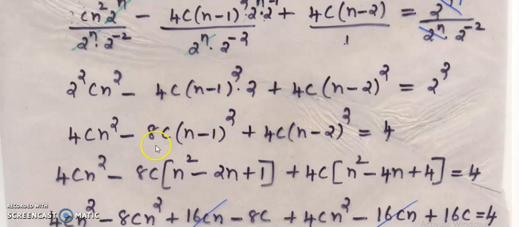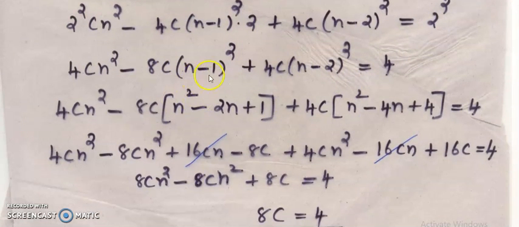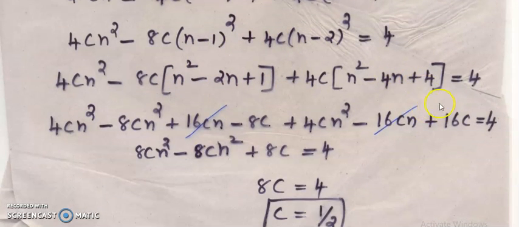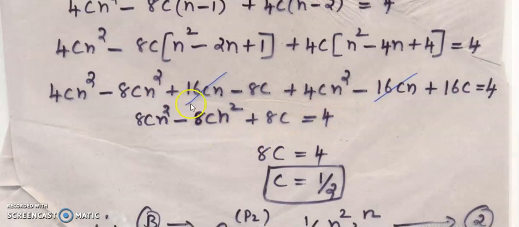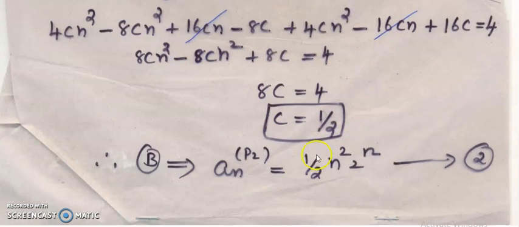Here 2 4s are 8. 2 square is 4, here 2 square is 4. Expand this using a square minus 2ab plus b square. Expand it, so these two terms are getting cancelled. So you can write the remaining terms: 4 plus 4 is 8, cn square minus 8cn square. Then here minus 8c plus 16c plus 8c is equal to 4. Now cancelling, 8c is 4, c is 1 by 2.